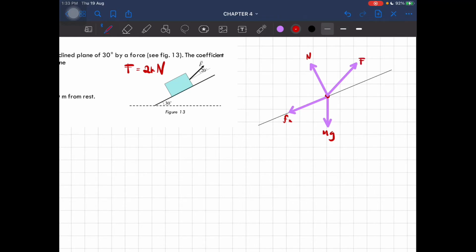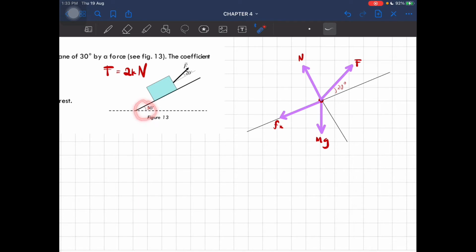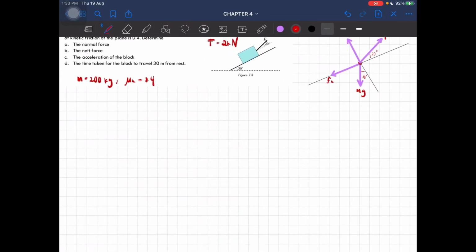The angle of the force is 20°, and the axis for the y component is something like this. The 30° angle here will always equal the angle at the y component. So where mg is here, the 30° is here. So this one here is 30°. That is our completed free body diagram. Now we can start to answer the question.